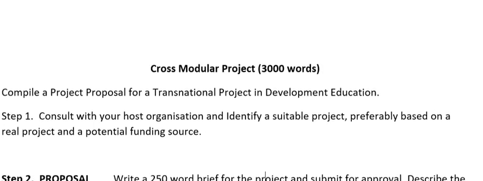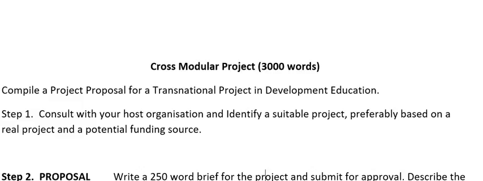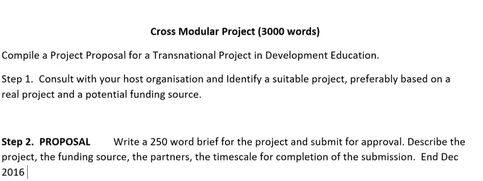Okay, so then the cross-modular project is a more substantial piece. It's 3,000 words. And what we're looking at is that you develop a proposal for a transnational project in development education. We would recommend that you talk with your organisation and identify a project that is real, insofar as you can. You may not be able to do that, but if you can, encourage your organisation to consider putting an application for funding into a development education organisation.